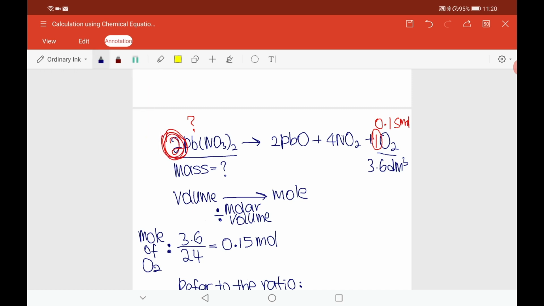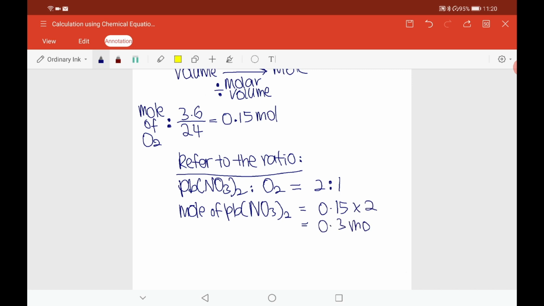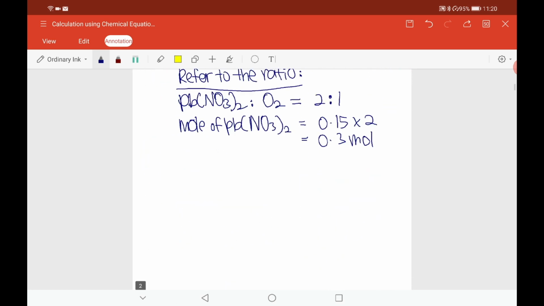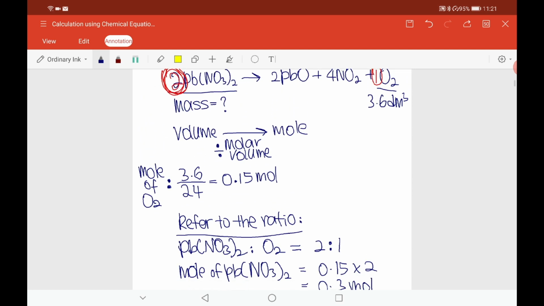Now we know the mole of oxygen is 0.15. So the mole of lead nitrate will be double that of oxygen. 0.15 doubled becomes 0.3 mole. Just a simple ratio calculation. So now we know the mole of the lead nitrate.